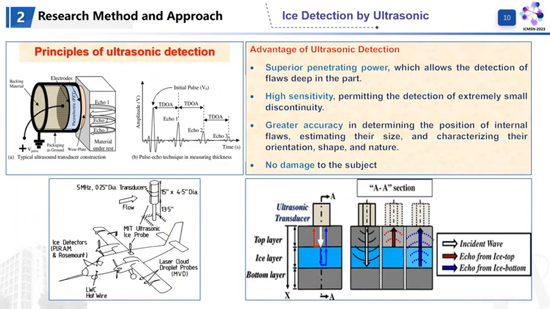The principle of ultrasonic pulse echo detection is shown in the pictures. After transmitting and receiving ultrasonic waves through a transducer, we can get the thickness of local ice and thin water films by analyzing the propagation time and sound speed. So it has many advantages, such as superior penetrating power, high sensitivity, greater accuracy, and no damage.